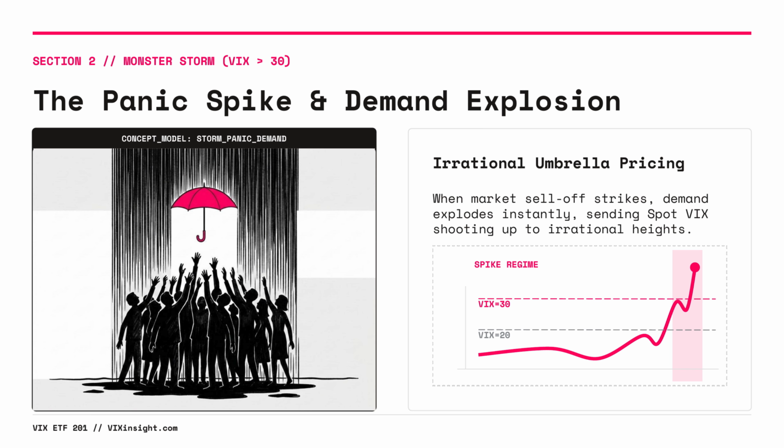Now think about the extreme case. A sudden, violent thunderstorm hits. So there's nowhere to hide and everyone panics and demands an umbrella at the exact same second. Supply and demand break down completely. During a real market crash, the Spot VIX shoots straight into the sky in a completely irrational way. And this exact spike is what the VIX gambler is always trying to catch.